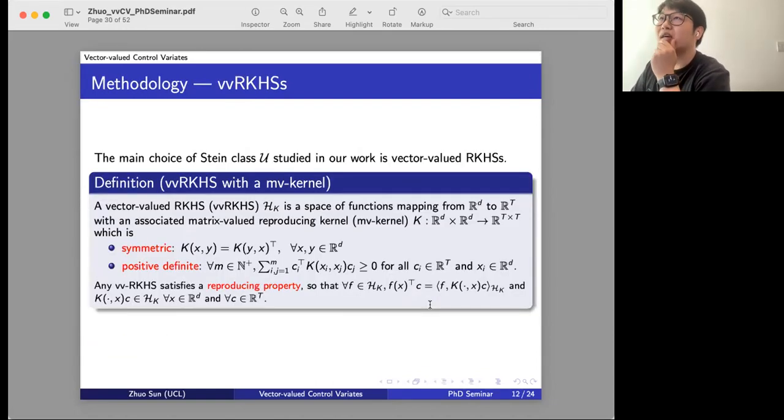Okay. So the main choice of the Stein class we study in our work is vector-valued reproducing kernel Hilbert spaces. I will give a definition of VVRKHS, but you will see it has very similar properties to the standard scalar-valued RKHS. A vector-valued RKHS, H_K, is a space of functions mapping from R^d to R^t. This can be more general, but in our work, we restrict to mapping from R^d to R^t with an associated matrix-valued reproducing kernel, capital K. This capital K is a matrix-valued kernel, but it needs to satisfy two conditions. It has to be symmetric, and also it has to be positive definite. Any VVRKHS also needs to satisfy the reproducing property. This is very similar to what you will see in a standard scalar-valued RKHS.